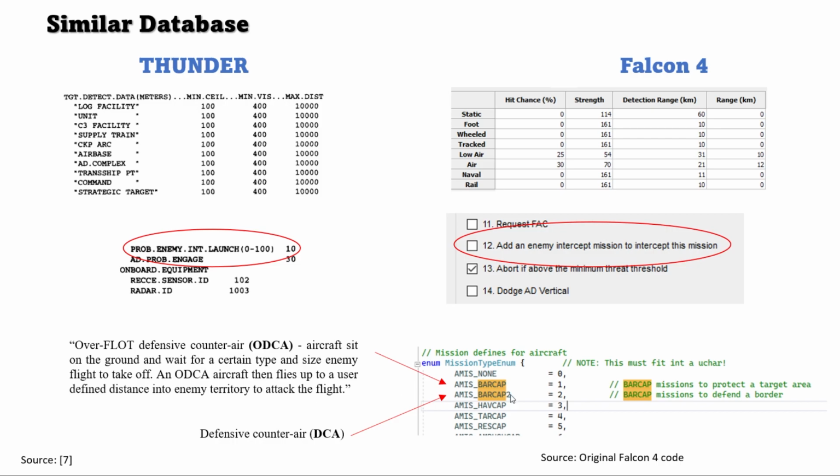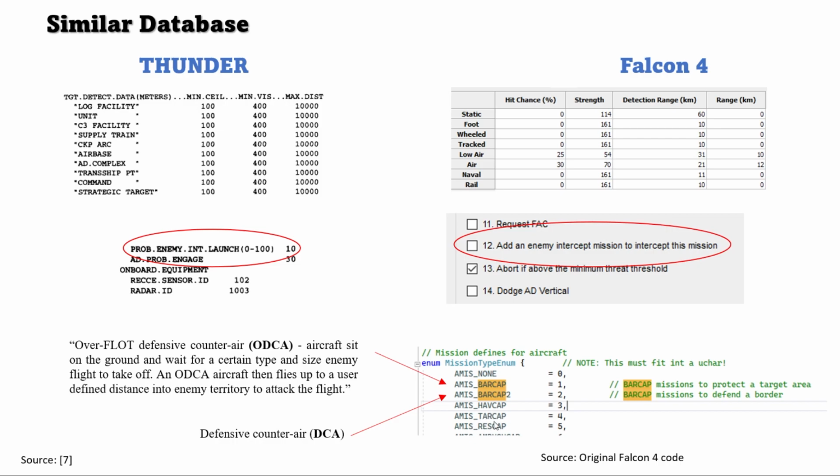And finally, on the bottom, something that puzzled me for a long time was why we had in the original Falcon 4 two BARCAPs. BARCAP 2 is the DCA mission in Falcon. BARCAP without any number had a comment in the code which said "BARCAP missions to protect target area". This is very strange, because a BARCAP mission to protect a target area is called, as far as I know, a TARCAP mission, a target combat air patrol.